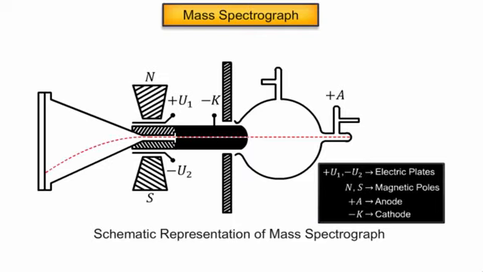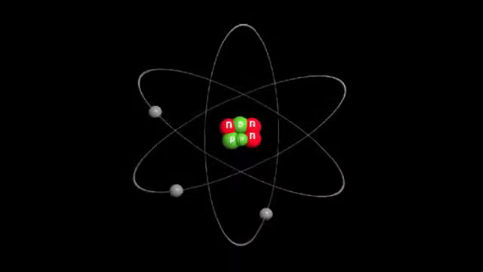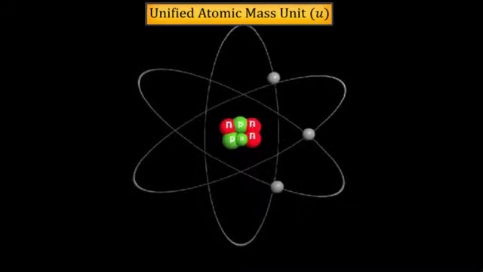The usage of the unit kilogram is not convenient for measuring the masses of particles like atoms or molecules. Hence, for measuring the masses of particles like atoms or molecules, a convenient unit called Unified Atomic Mass Unit, referred to as AMU in short, was established. The symbol of Unified Atomic Mass Unit is u.